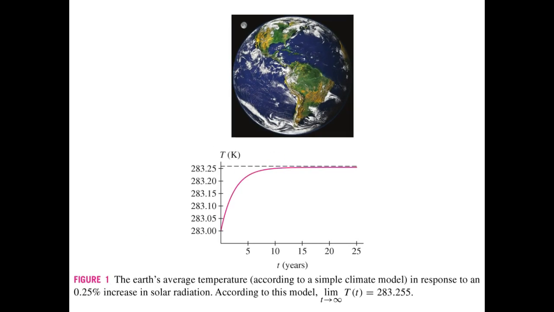The Earth's average temperature, according to a simple climate model, in response to a 0.25% increase in solar radiation. According to this model, the temperature as t approaches infinity will go up from where it is now, as t approaches 0. Let's just assume that our average temperature is 283. Now this is in Kelvin, okay? 283 currently.